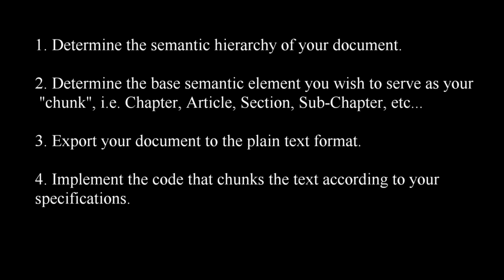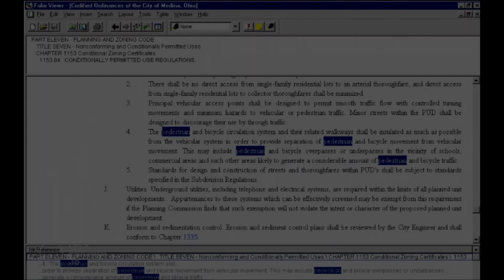In order to achieve this level of semantic chunking, you will need to, 1, determine the semantic hierarchy of your document. 2, determine the base semantic element you wish to serve as your chunk. In other words, chapter, article, section, subchapter, etc. 3, export your document to the plain text format. 4, implement code that chunks the text according to your specifications. Needless to say, the most difficult part of this is step 4. It is going to require some knowledge of text parsing.